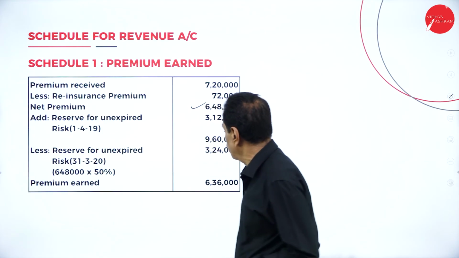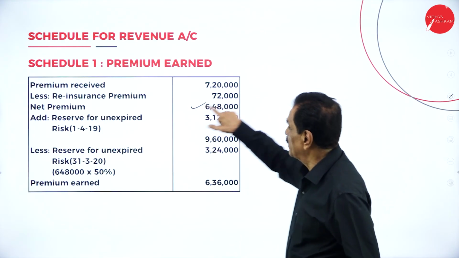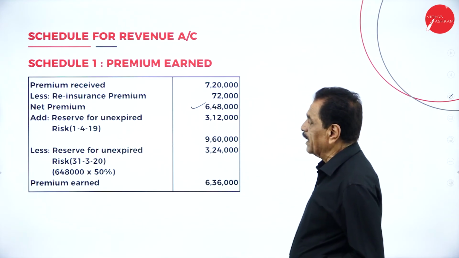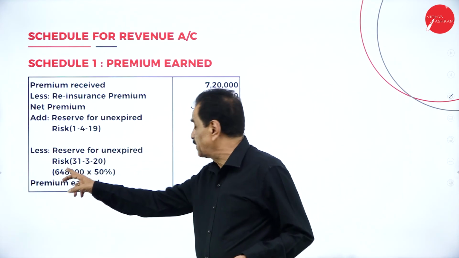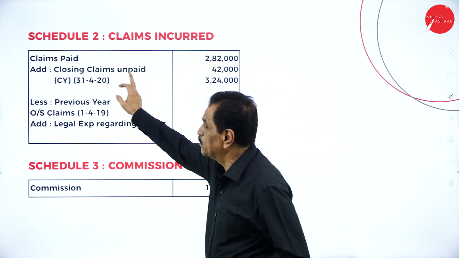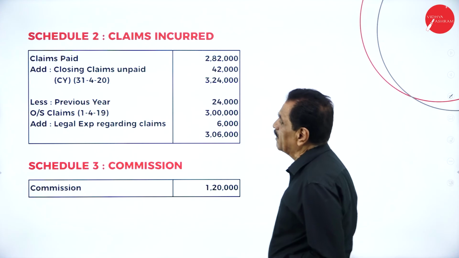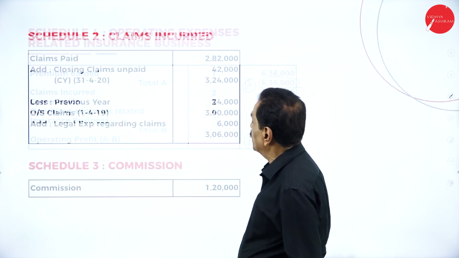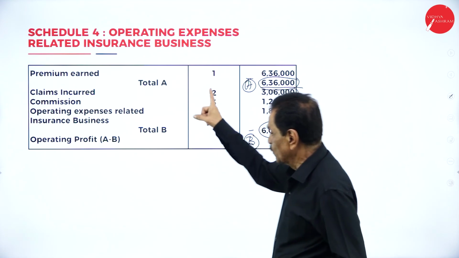That's what we have done. See that? Premium received, net premium, less reserve for unexpired risk at the beginning of the year added, less reserve at the end of the year should be deducted. Premium received, commission paid, claims paid, add closing claims unpaid, minus previous year outstanding claim, legal expenses, commission, premium received, total here.